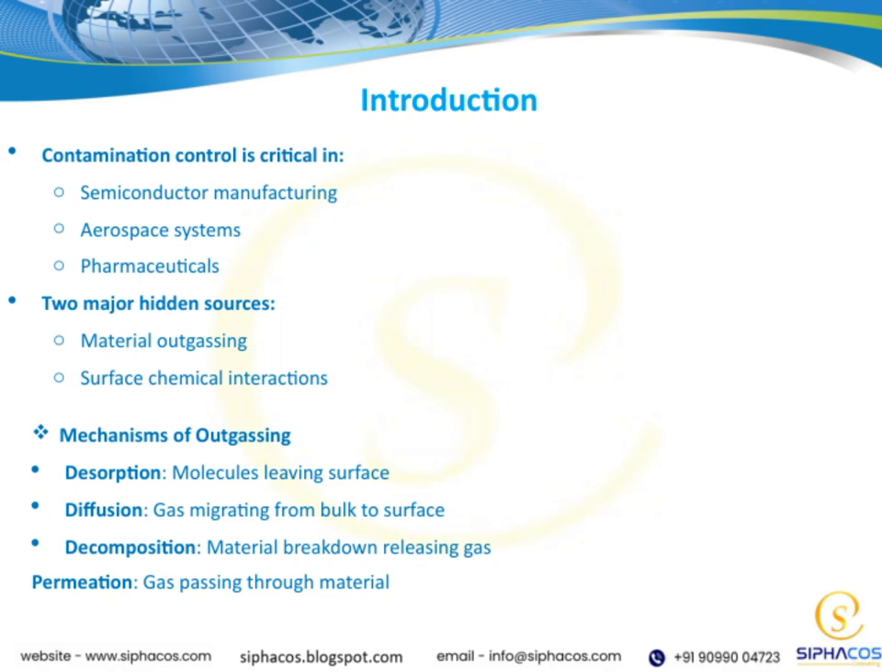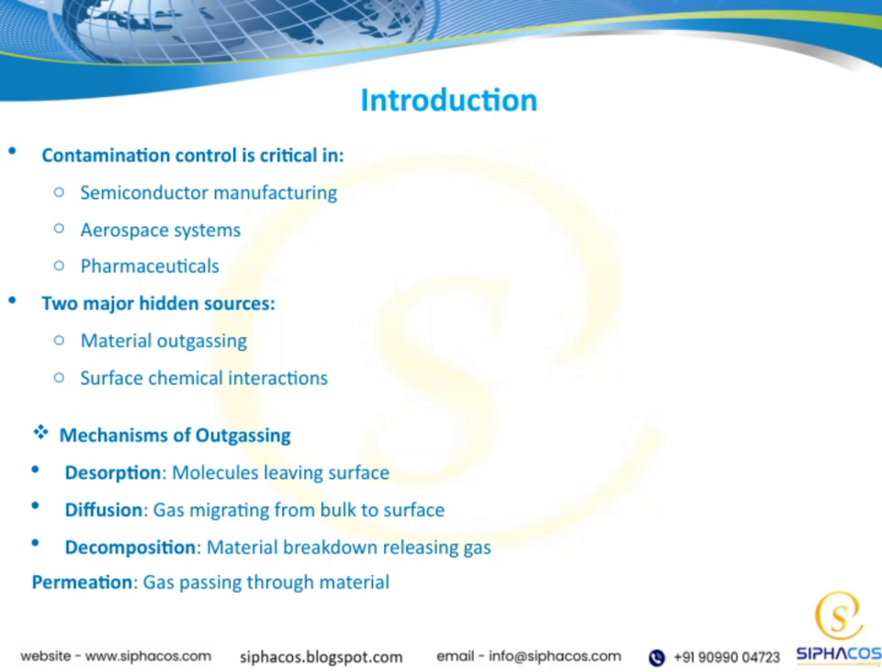Then there's decomposition, which occurs when the material itself breaks down, releasing gases as a result of chemical or thermal breakdown. This can be a significant source of contamination, especially in sensitive environments. Lastly, permeation involves gases passing through a material entirely, from one side to the other, which can be a challenge in creating effective barriers.